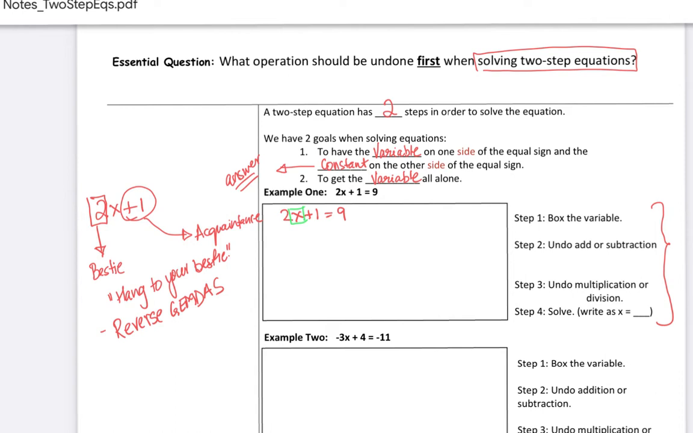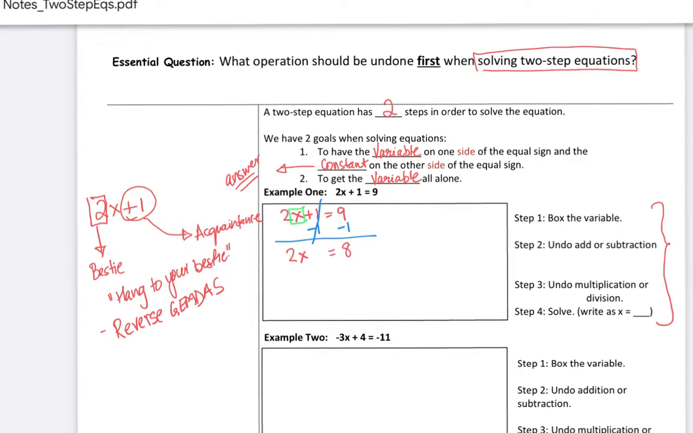I'm going to then undo any addition or subtraction. So I see that 1 is being added. That's the acquaintance. I'm going to get rid of it. So I'm going to subtract 1. And whatever I do to one side, I must also do to the other side. When I do this, the positive 1 and negative 1 cross each other out. They make a 0 pair. And I'm left with 2x simply on this side. And that equals 9 take away 1, which is 8.